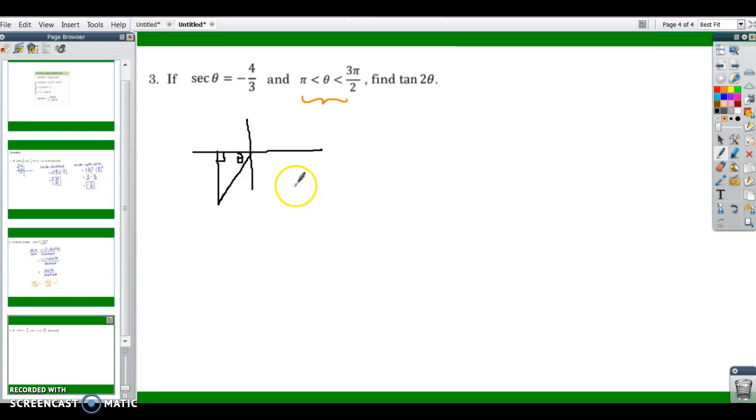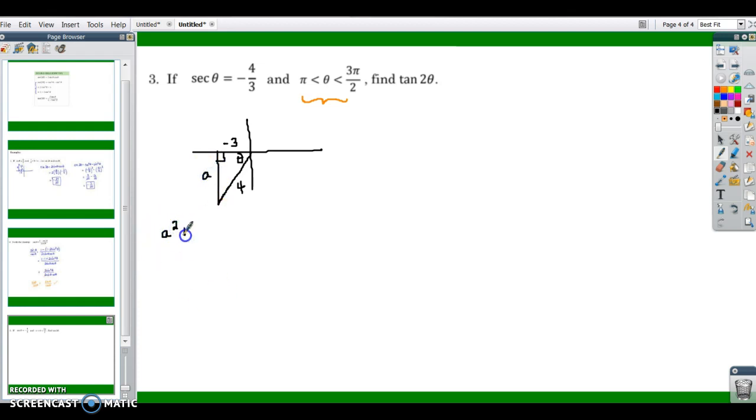Secant flips cosine. So secant is going to be hypotenuse over adjacent, and that's going to be negative because I'm on the negative side of the x-axis. And now some people, they see 3 and 4 and they think, oh, 3, 4, 5. But remember, 5 would have to be the hypotenuse, which it's not in this case. So we're going to go ahead and do that Pythagorean theorem to just find that missing side.